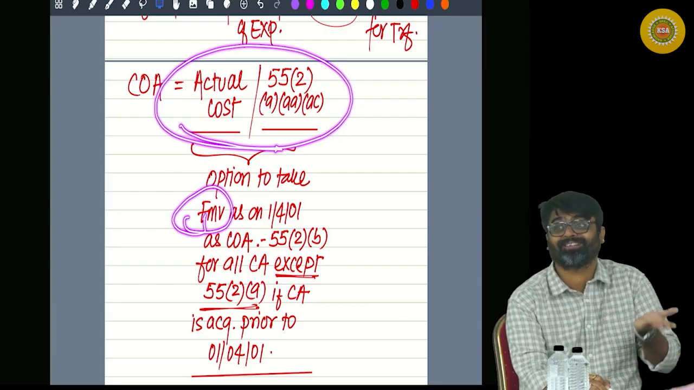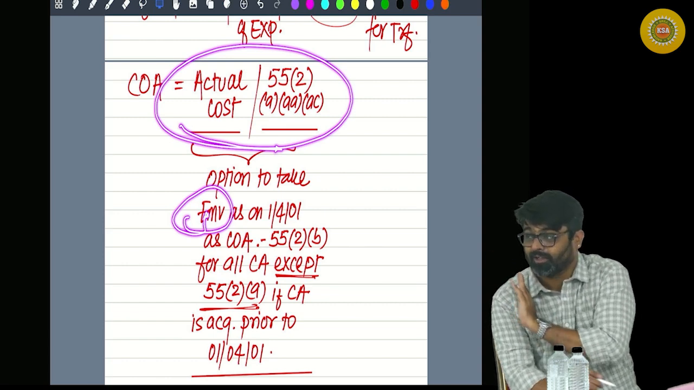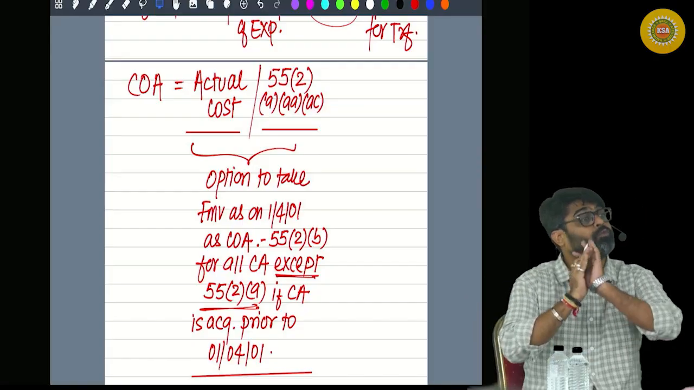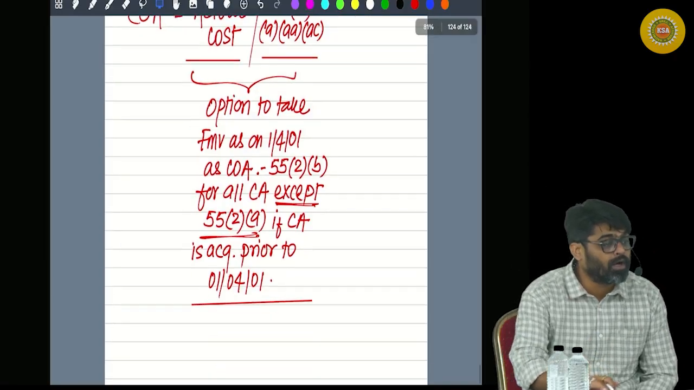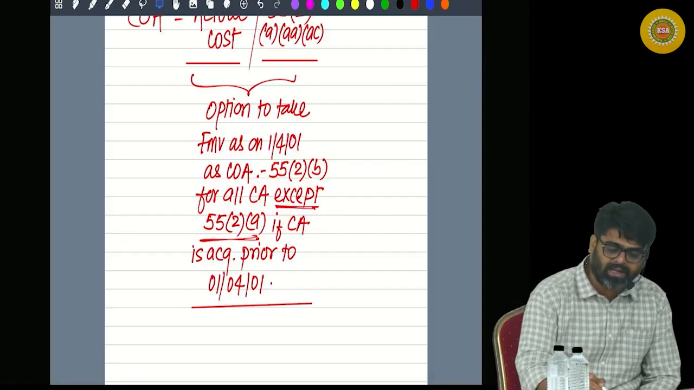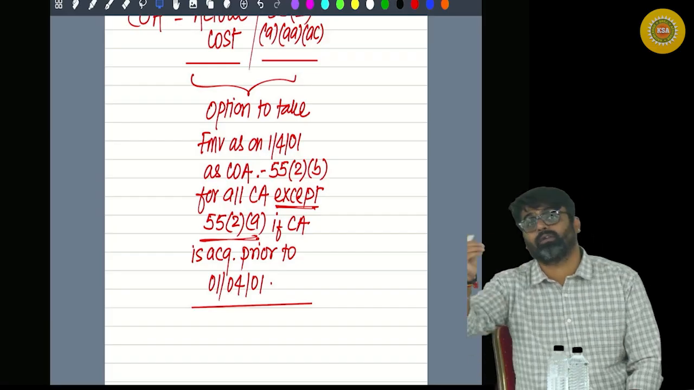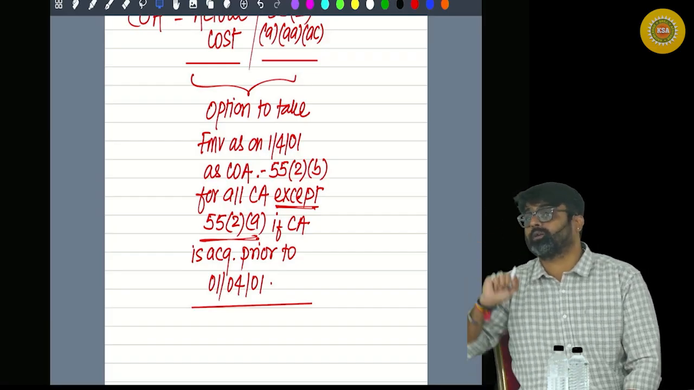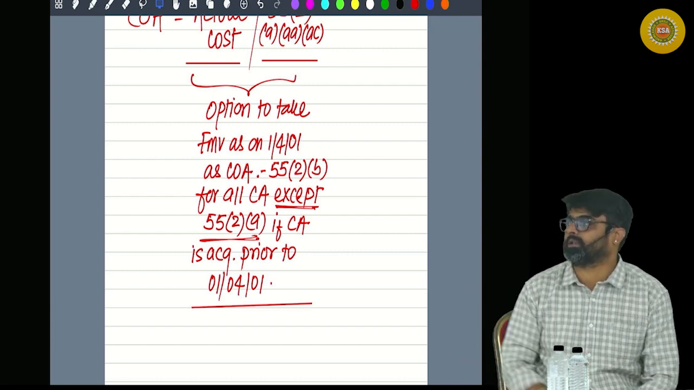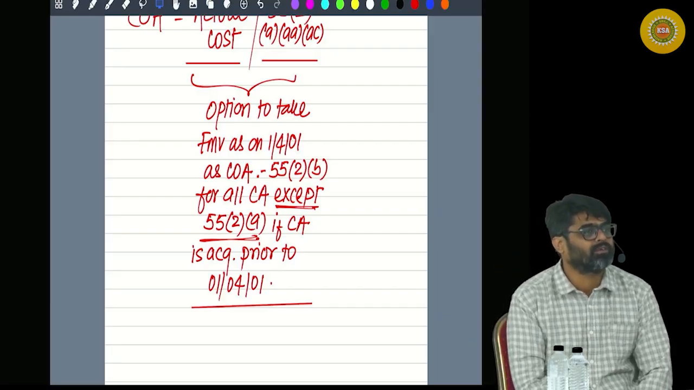Definitely whichever is higher, because the higher the cost, the lower the capital gain and the lower the tax. So you get this option to take the fair market value as cost for all assets if the asset was acquired prior to that date. What if the assets are covered in 55 to double A, in 55 to AC, or are all other assets? For all assets you get this option, but not for intangibles covered in 55 to A. Will you remember this?